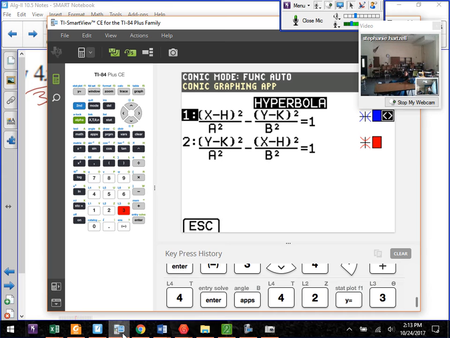Remember I told you on the apps button, there's the hyperbola? It tells you. If x squared is first, you'll have the little diagram that tells you to go left and right. If y squared is first, it's going up and down. So it's there. I'm not going to make you memorize it. Okay. You still have to know what A, B, and C and all that is.